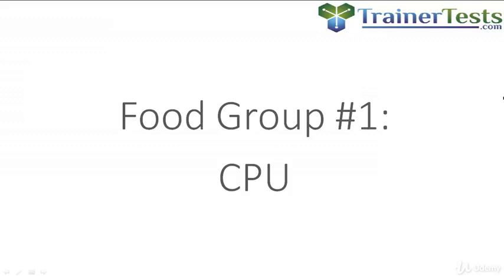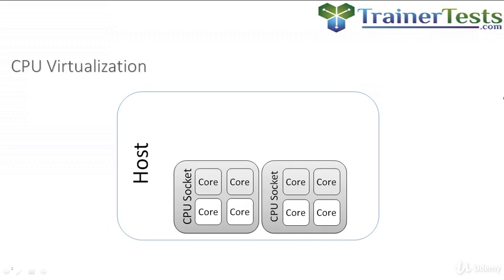Over the next 4 videos, I'm going to go through what I call the 4 food groups for our virtual machines. Our virtual machines need certain things in their diet. They need to eat certain resources in order to be healthy and happy. And the first resource that we're going to talk about, the first food group, is CPU.